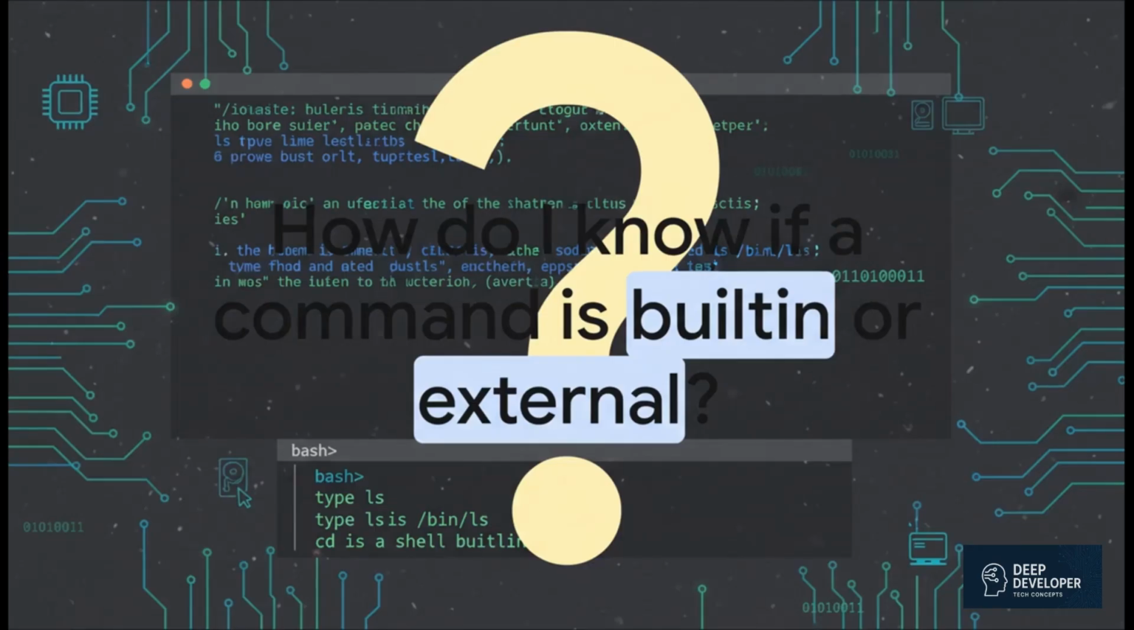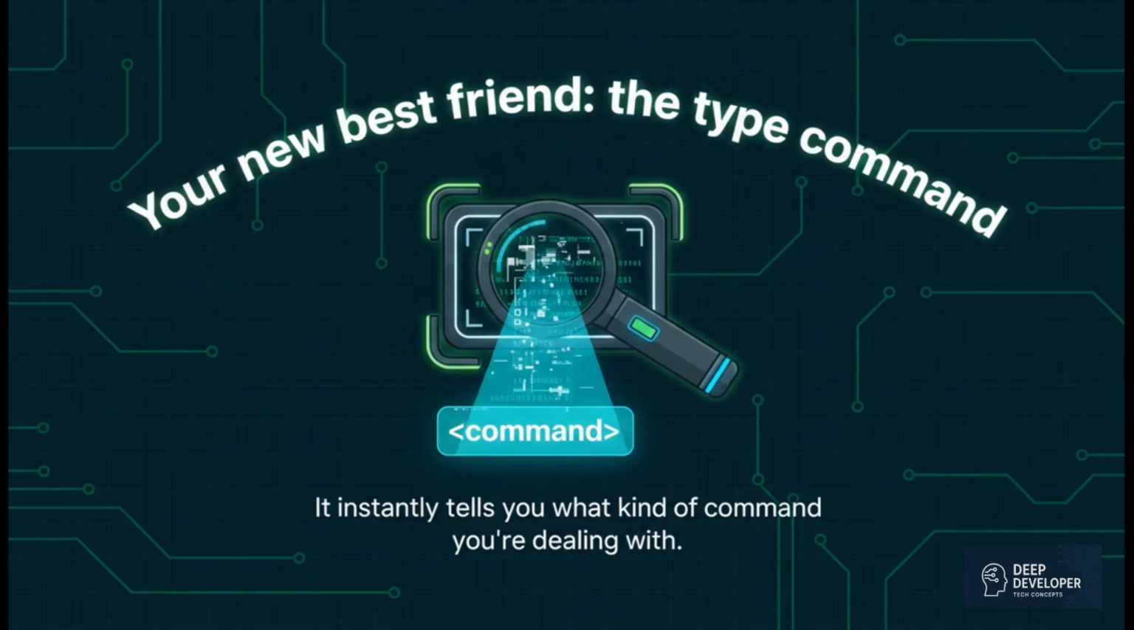Okay, so that's the logical next question, right? How am I supposed to know which is which? Thankfully, you don't have to guess or memorize some crazy long list. The shell itself gives you the perfect tool to find out instantly. And that tool, my friend, is the type command. This little command is your new best friend. It's the key that unlocks all this, telling you exactly what kind of command you're about to run.